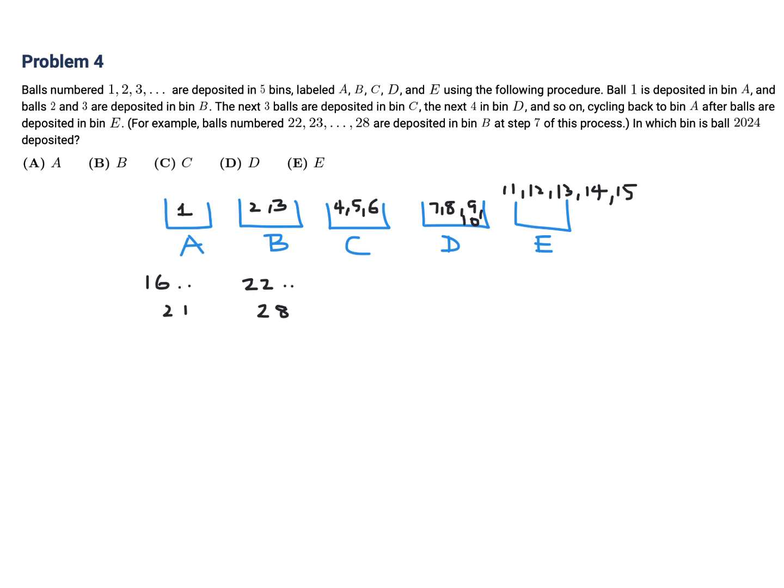So what are they asking for? They want to know which of these 5 bins holds ball 2024. Let's see here. How many numbers are in each box? Well, cumulatively, let me think about this. I guess you're just adding 1 plus 2 plus 3 plus 4 plus 5 and then so on.